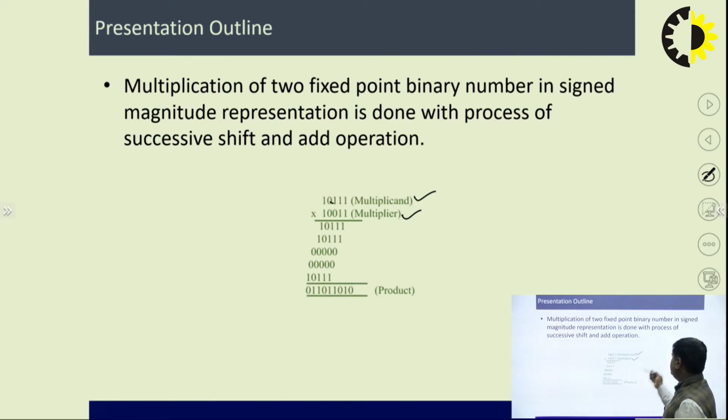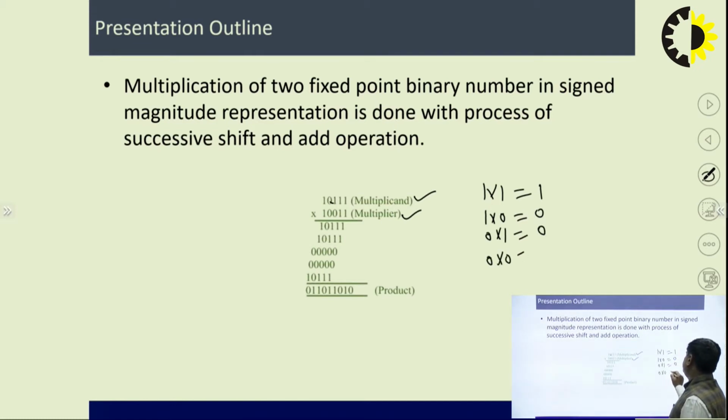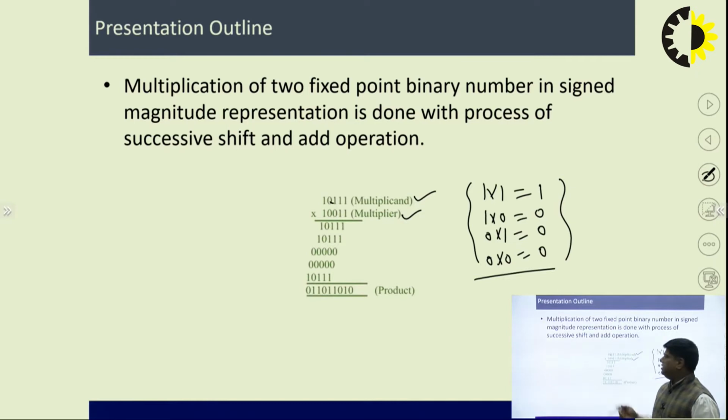Everybody knows that 1 multiplied by 1 is 1. 1 multiplied by 0 is 0. 0 multiplied by 1 is again 0, and 0 multiplied by 0 is 0. So this rule we apply in this multiplication algorithm.